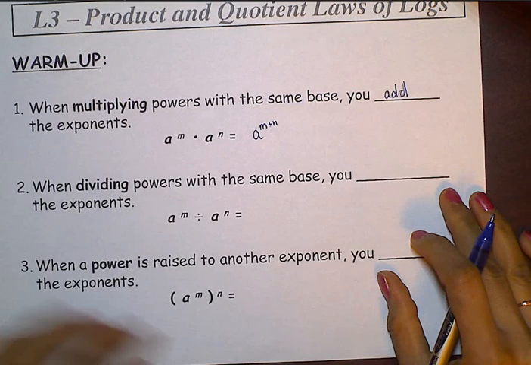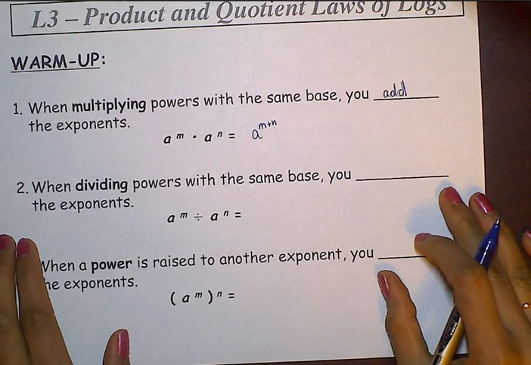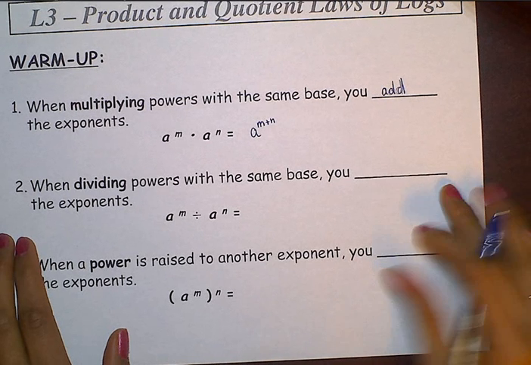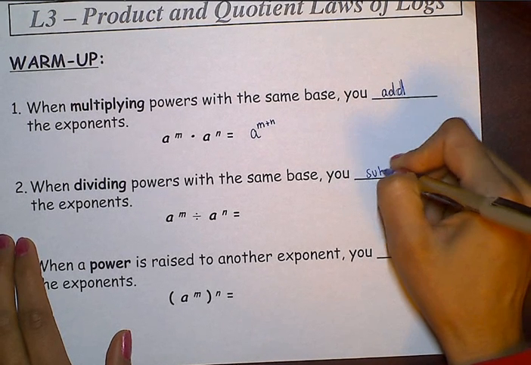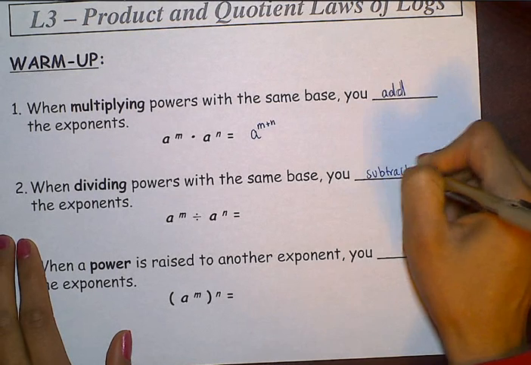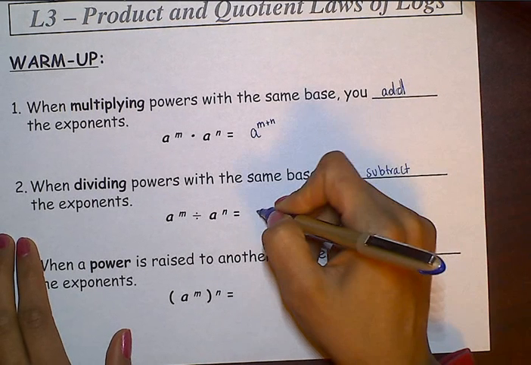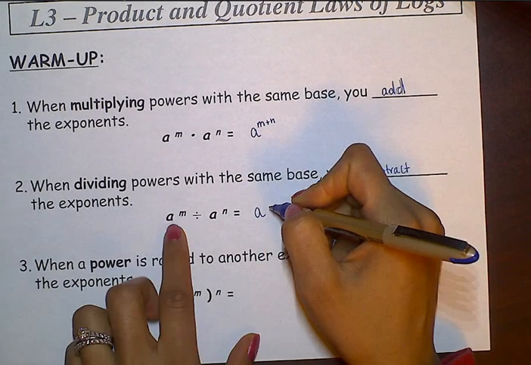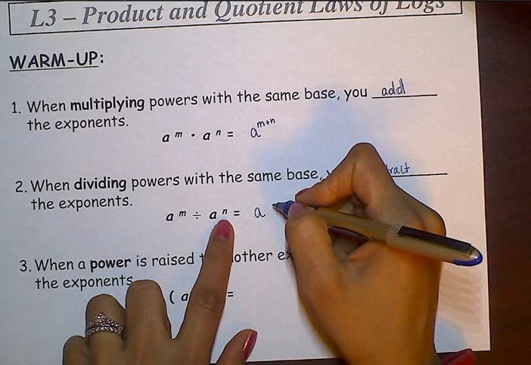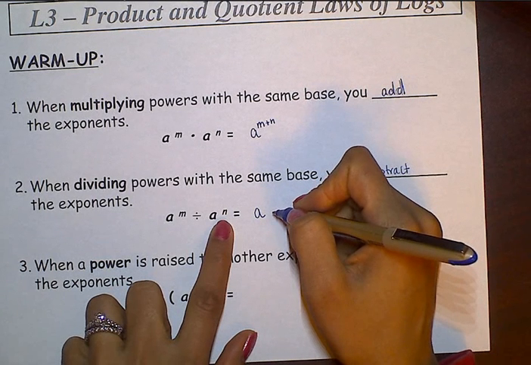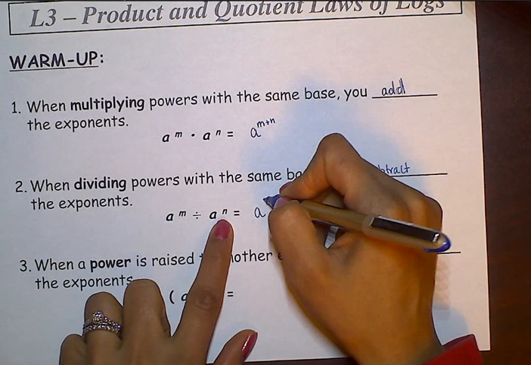Similarly, when dividing powers with the same base, you will subtract the exponents, and it's always the first exponent minus the second exponent, regardless of if the answer becomes negative. So it'd be m minus n.